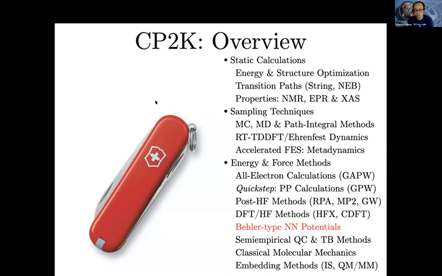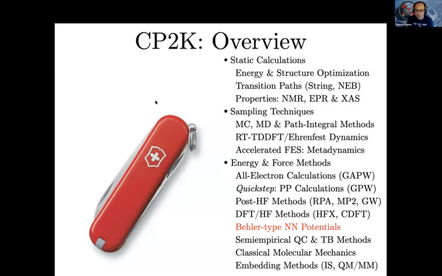All of those can be mixed with energy and force methods, and there's quite a large variety of them, going from fully all-electron calculations using the so-called Gaussian augmented plane wave approach. The main driving force is doing pseudopotential calculations using the mixed Gaussian plane wave approach. There's recent development using all sorts of very accurate post-Hartree-Fock methods: random phase approximation, MP2, GW, and for most of them we also have nuclear gradients, and we can also do this with periodic boundary conditions.